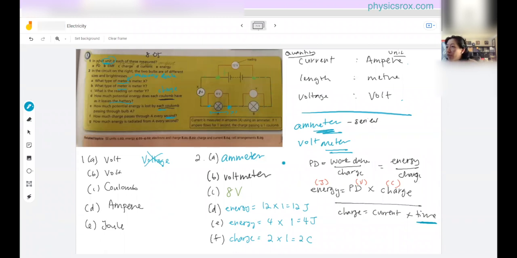How much energy is radiated every second? The Zoom is blocking my view.